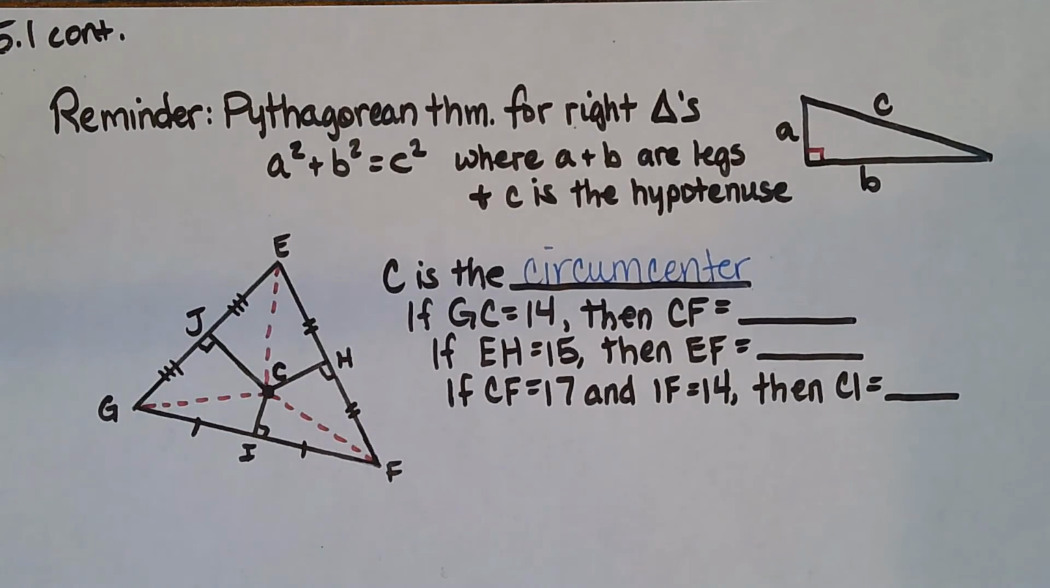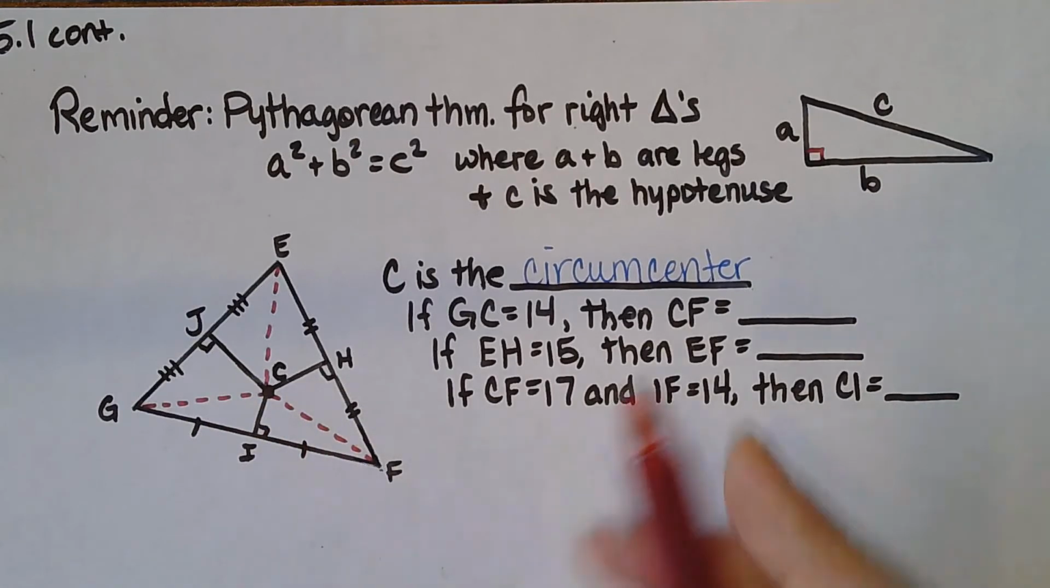And then they're going to ask us questions, and we've got to fill these in, right? So if GC equals 14, GC right here, if this is 14, then what is CF? Well, the special relationship with the point of concurrency here, the circumcenter, is that it is going to be the same distance to each of the vertices of my triangle. So these red dotted lines you see here are all going to be the same length. So if GC is 14, then CF would also be 14.